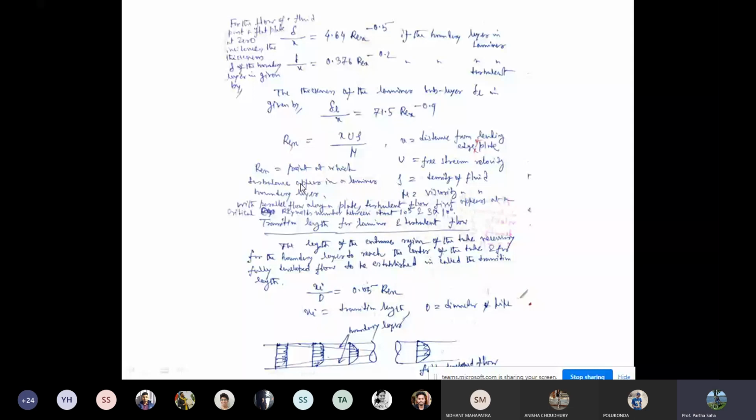This is very important. Now let's look into another aspect that is called transition length for laminar and turbulent flow. The length of the entrance region of the boundary layer or of the tube. If fluid is flowing through a tube, the length of the entrance region of the tube necessary for the boundary layer to reach the center of the tube and for fully developed flow to be established is called the transition length.